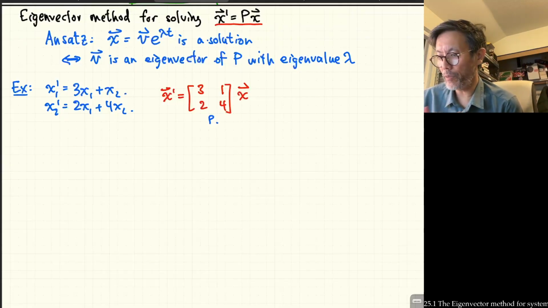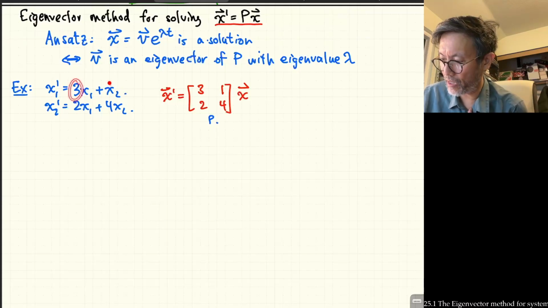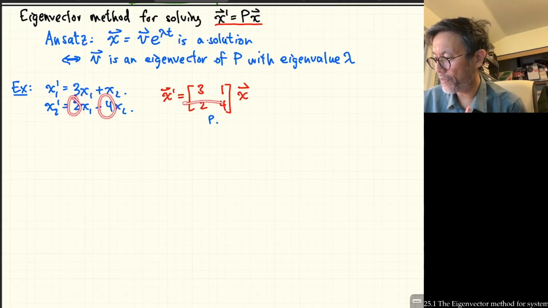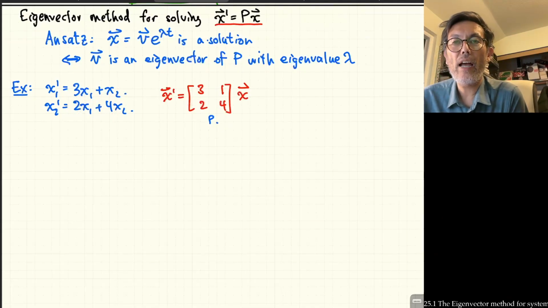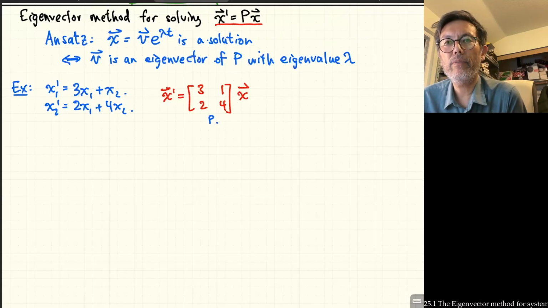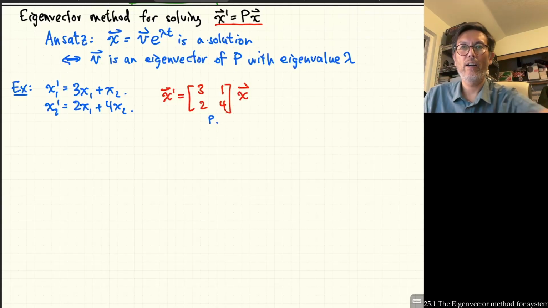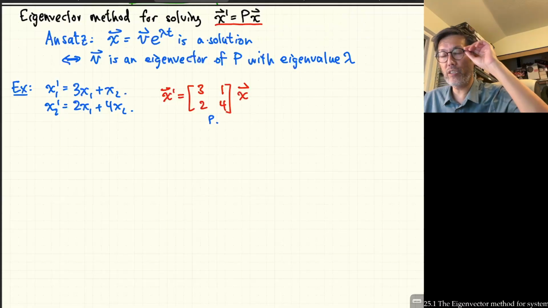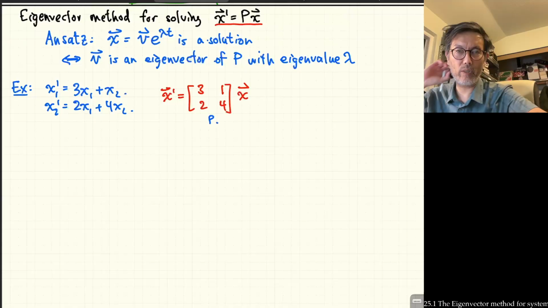How did I get 3, 1, 2, 4? How did I get that matrix P? I just looked at the coefficients in order of x1, x2. In the first equation, those became my first row, and the coefficients of x1 and x2 in the second equation became my second row. If I had more equations or more variables, then you would expect the matrix to be bigger. But we have two equations in two dependent variables, x1 and x2 here.